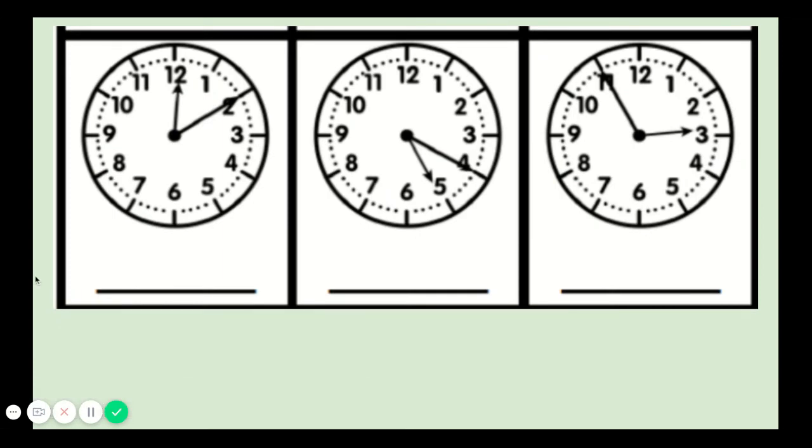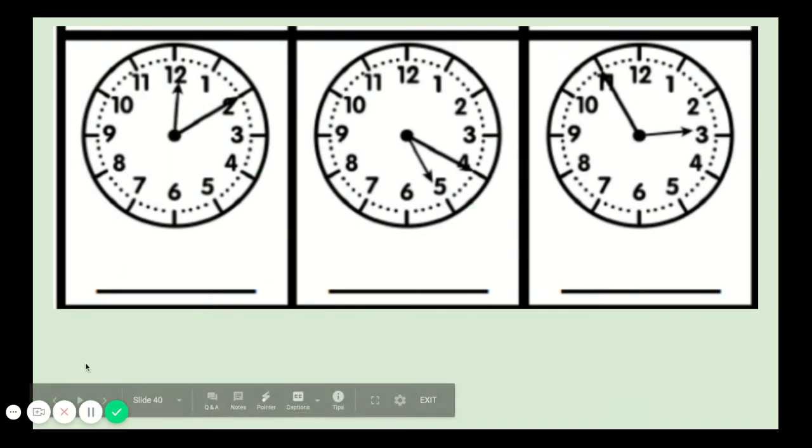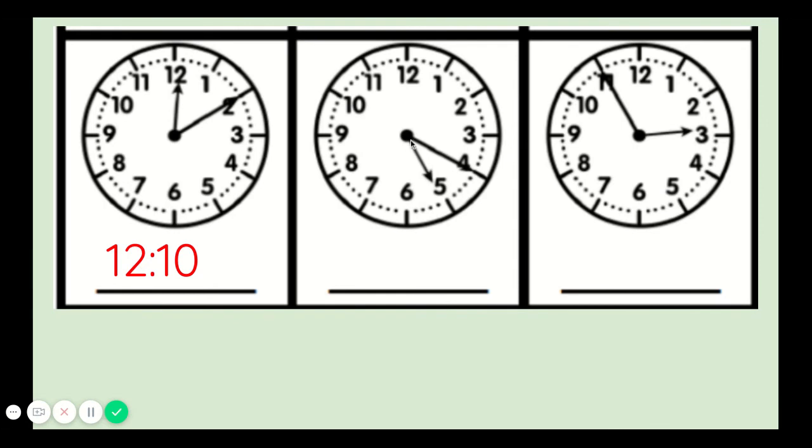Let's practice telling time to the 5 minutes. On this first clock, I'm going to look at the hour hand. I go back and see that the hour hand has just passed the 12. So the hour on this clock is 12. The minutes, I'm going to start and count by 5s. 5, 10. The time on this clock is 12:10.